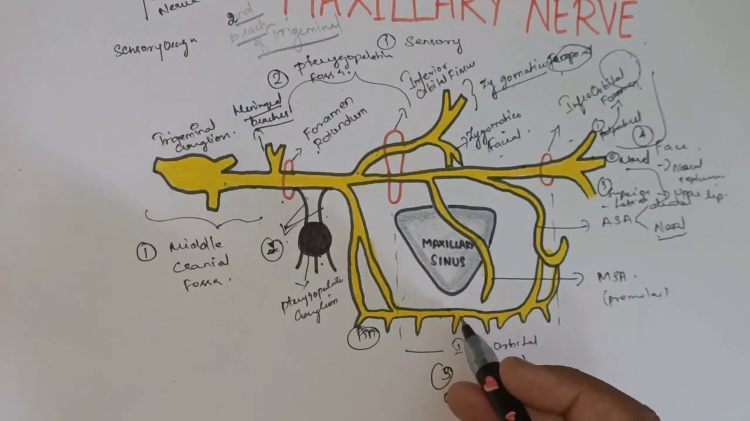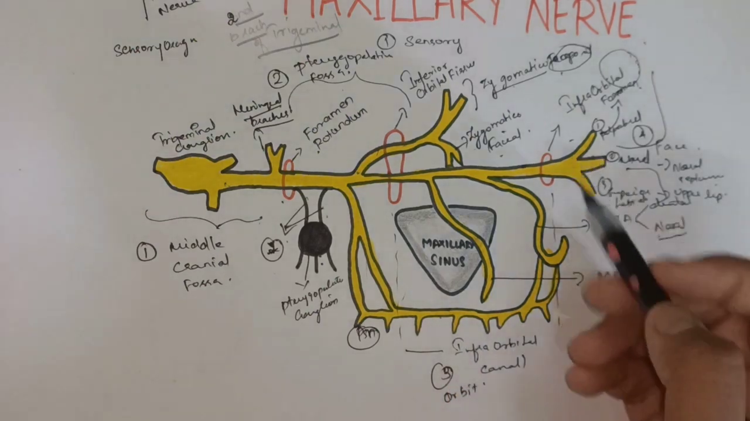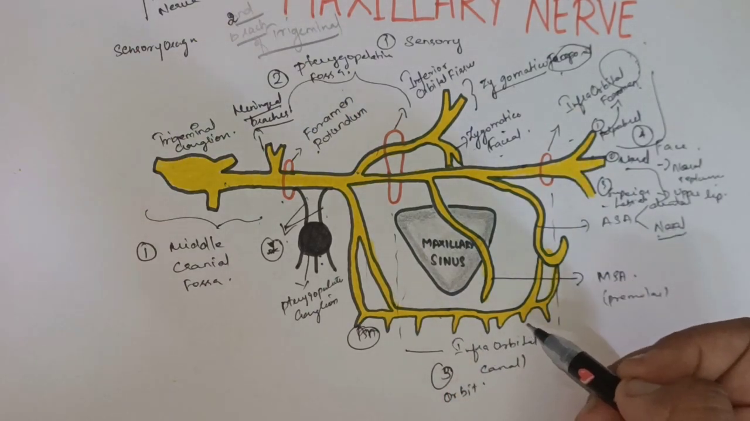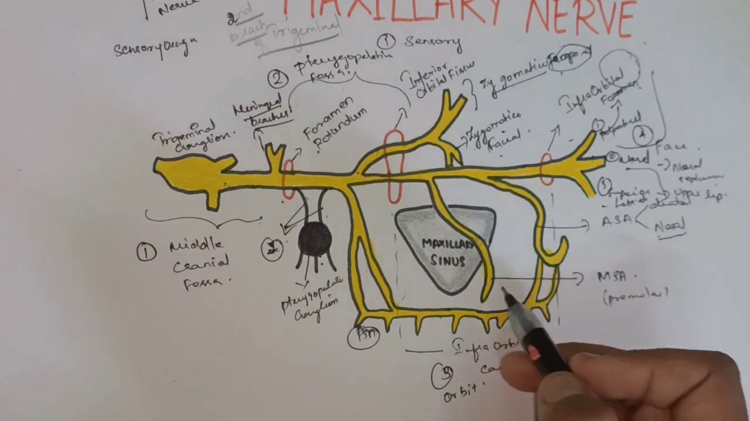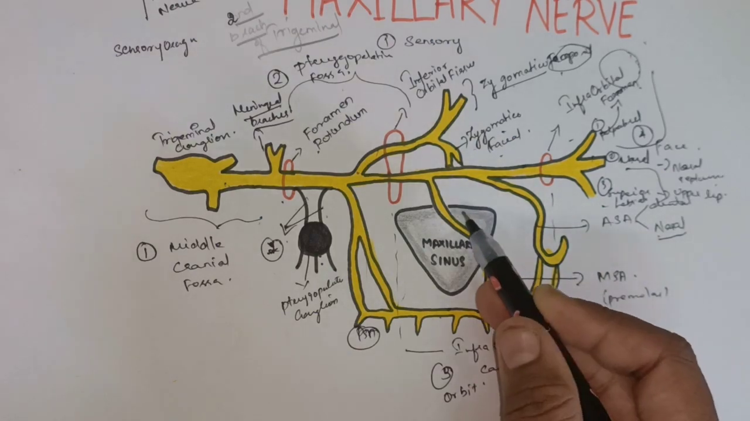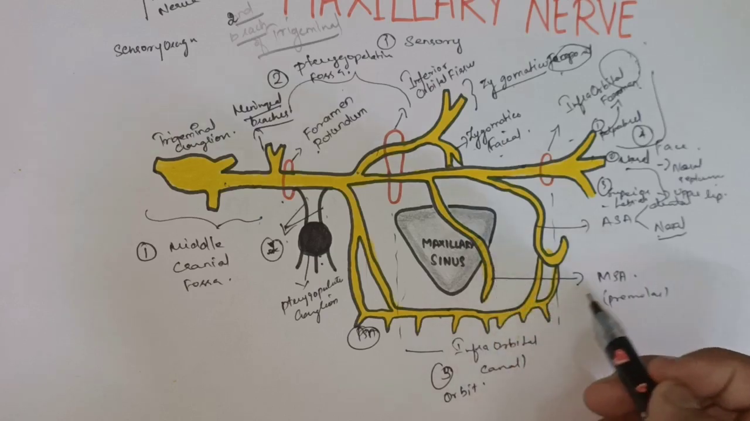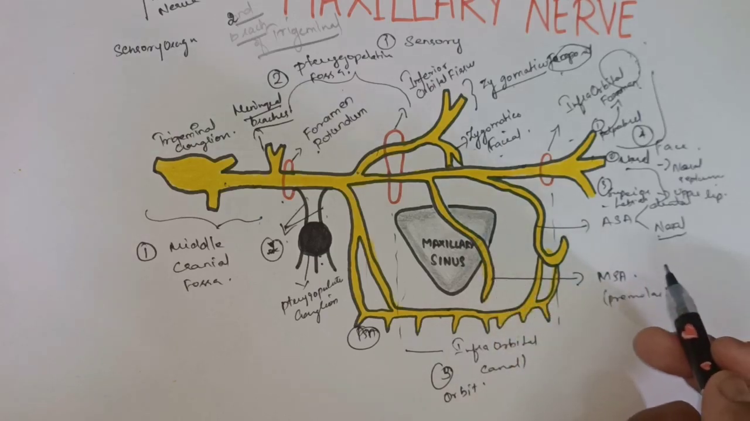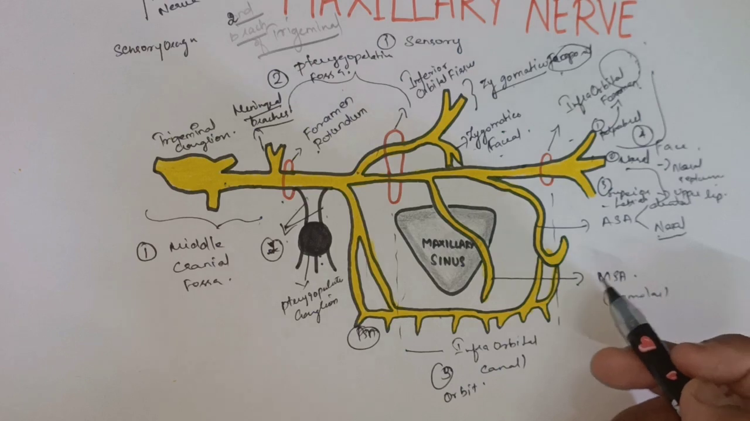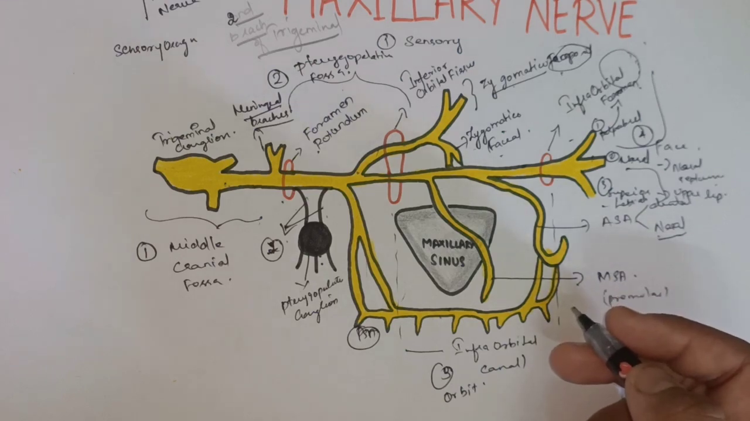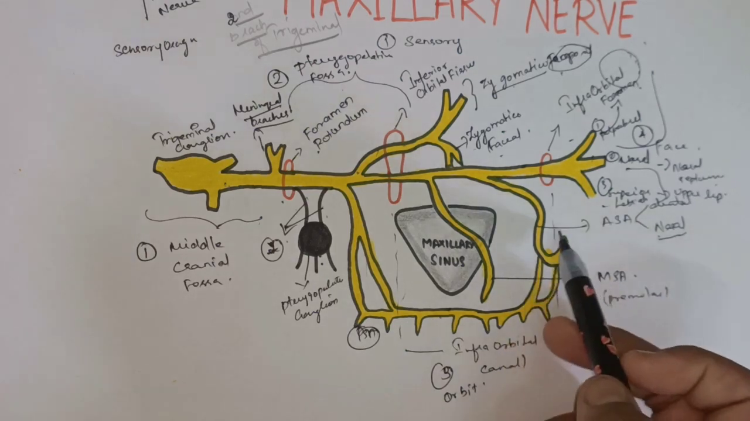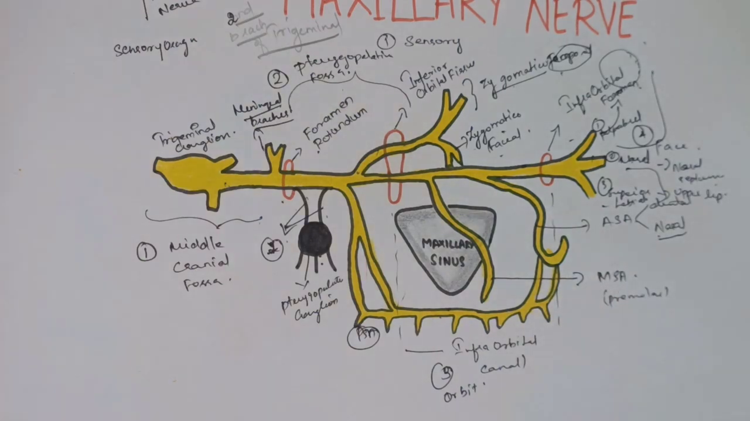Okay. So in the third region, in the orbit, you have two branches, that is MSA and ASA, the middle superior alveolar nerve and the anterior superior alveolar nerve. The middle superior alveolar nerve runs downwards on the lateral surface of the maxillary air sinus and supplies the premolars. ASA is the same, runs downwards but on the anterior wall and divides into two branches, dental and nasal. The dental branches supply the incisors and canine, and the nasal branches supply the floor of the nasal cavity and the lateral wall of the inferior meatus.